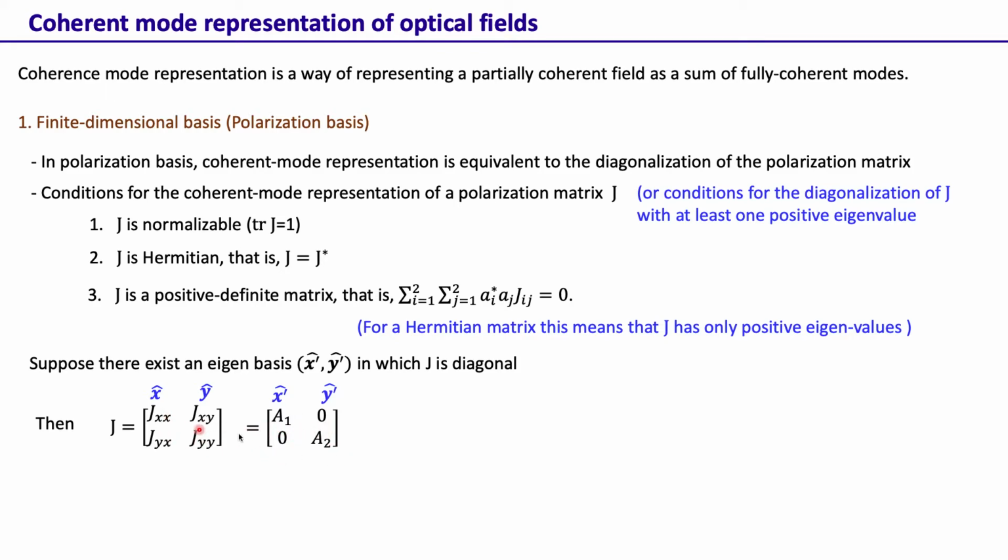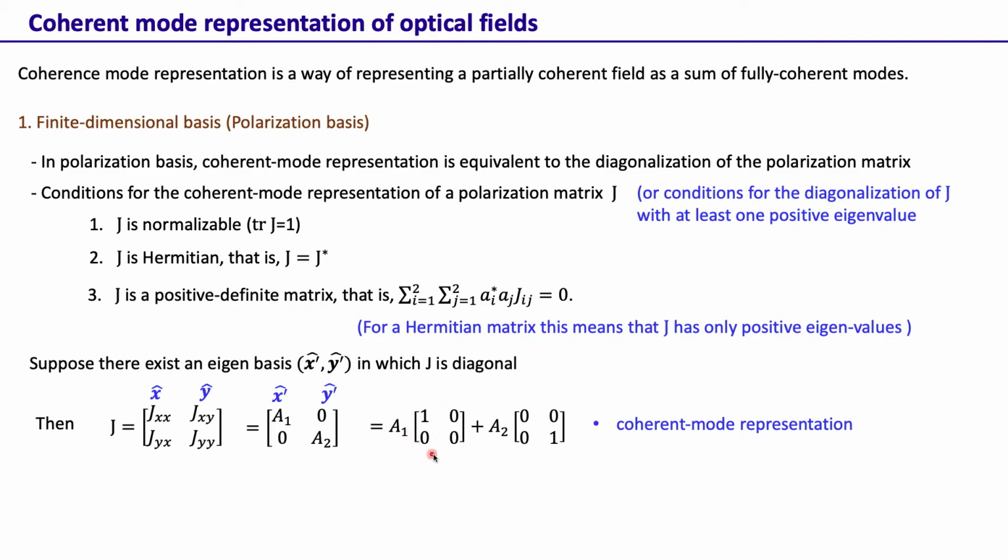This is just a basis transformation, and just by the basis transformation, this 2 by 2 matrix we can write as this, and this of course can be written as A1 times [1, 0; 0, 0] plus A2 times [0, 0; 0, 1]. So this is called the coherent mode representation of J. Now why coherent mode representation? Because this is a polarization matrix corresponding to a coherent mode. We see that the determinant of this matrix is 0, the determinant of this matrix is also 0, and the diagonal entries are greater than or equal to 0.